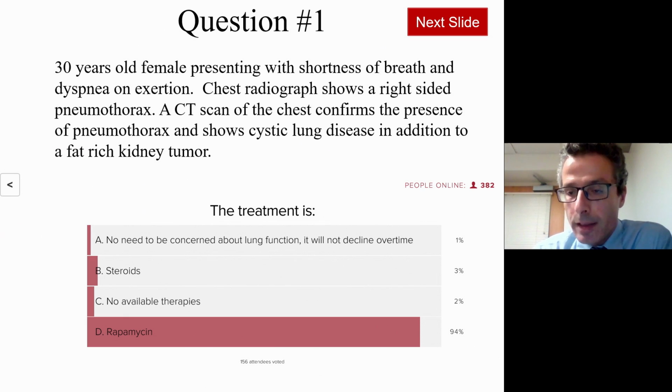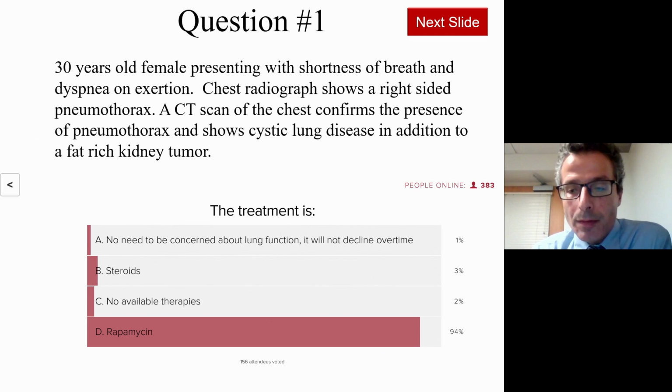It will not decline. This is for Birt-Hogg-Dubé syndrome. But usually the kidney tumors associated with BHD are not fat-rich kidney tumors. They're not angiomyolipomas. They're kidney cancer. So A would apply for BHD. B, steroids, which we occasionally use for the treatment of LCH.